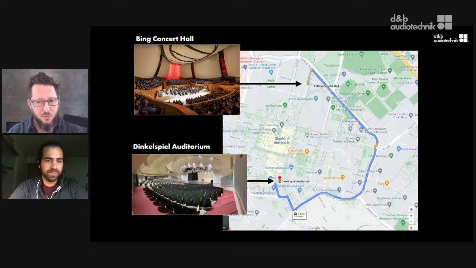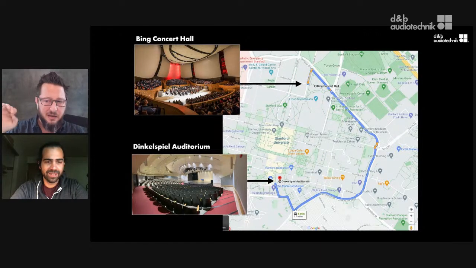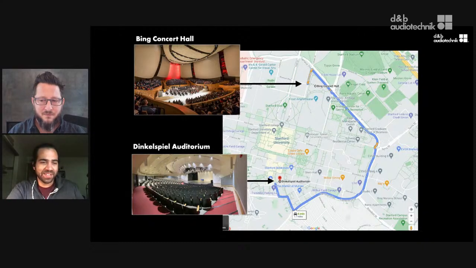Yeah. And you and I worked out a deal with Stanford, where we flew Simon, the man behind En-Space, over to Bing Concert Hall. We spent 3 days doing sine sweeps and measuring the room. And then we emulate Bing Concert Hall in Dinkelspiel. This was still a pinnacle of a fun project.